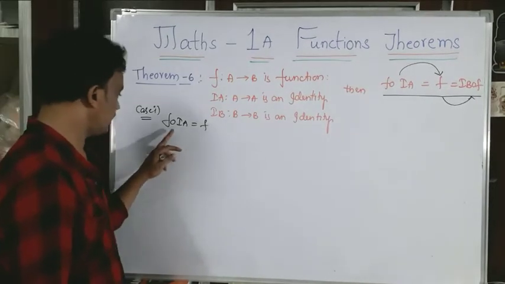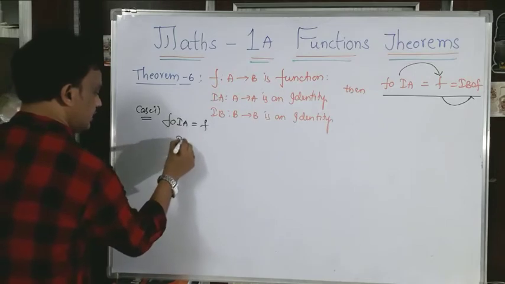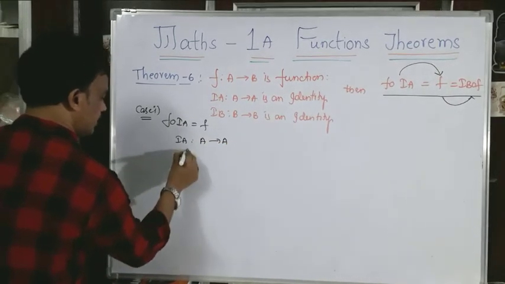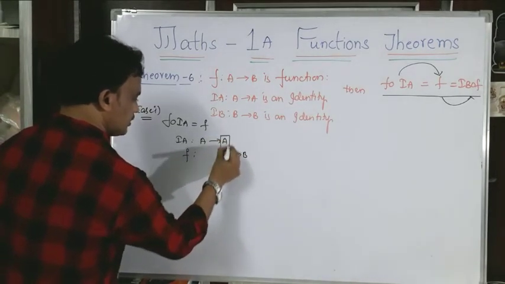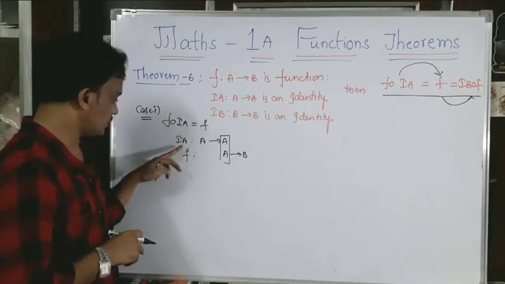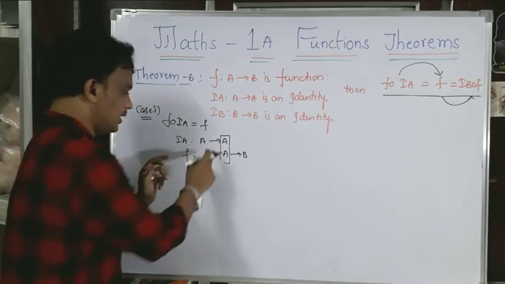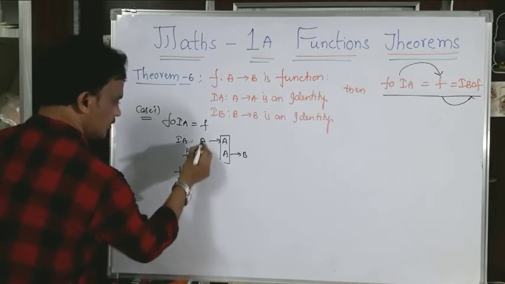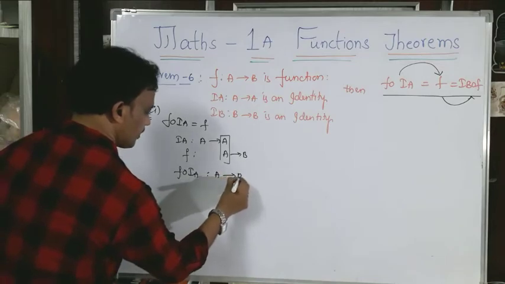Coming to this one, where are they defined? Coming to the composite function, the identity of A is defined from A to A, and f is already defined from A to B, right or not? Will the composite function exist? The range of the first function IA is equal to the domain of the second function, A, they are equal, then the composite function will exist, that is f circle IA, which is defined from A to B, right or not?